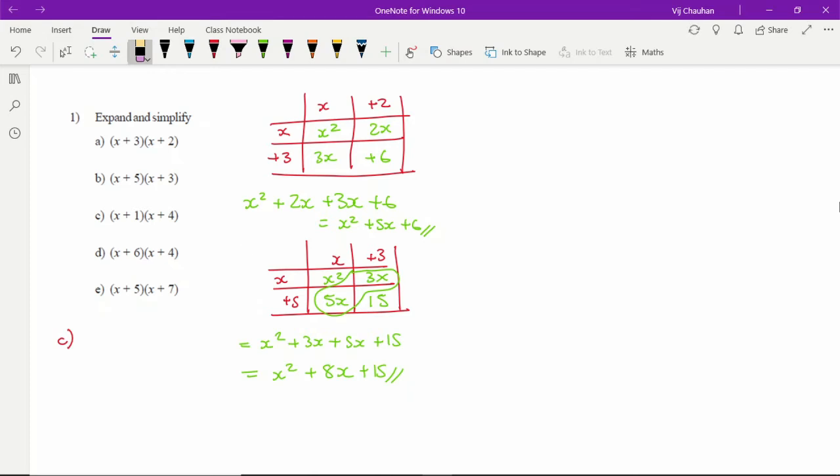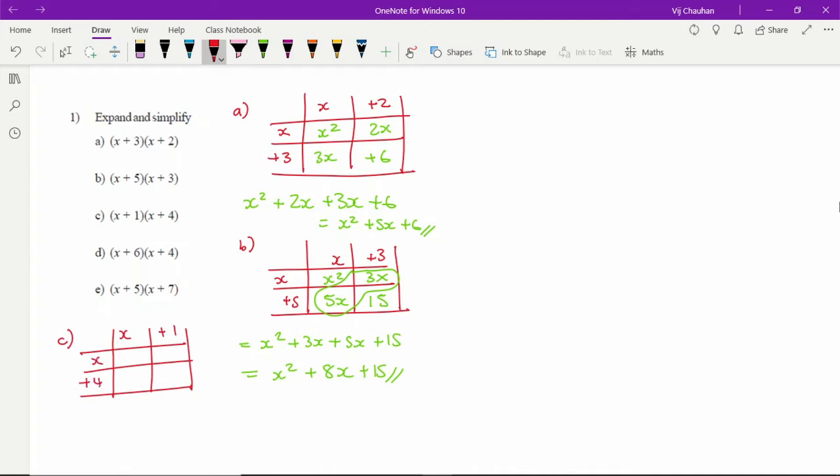For question 3, C I should say, let's make sure we do this properly. So that's question A, that's question B. So question C, let's draw the grid again. So we've got x plus 1 and x plus 4.